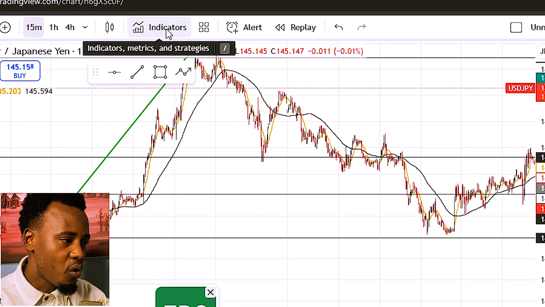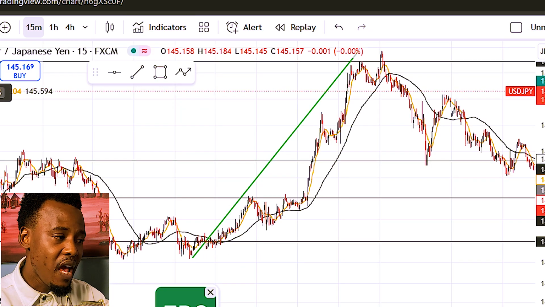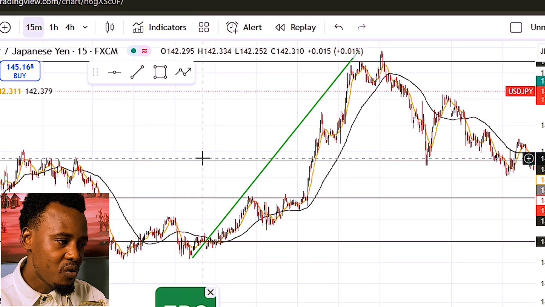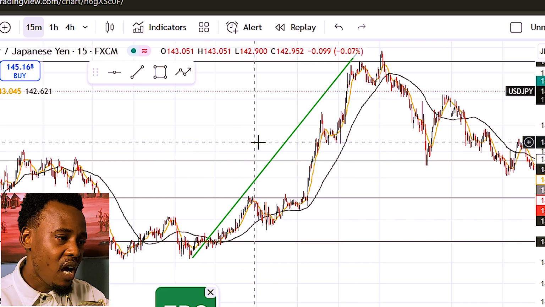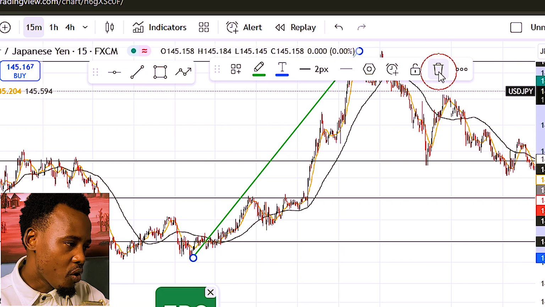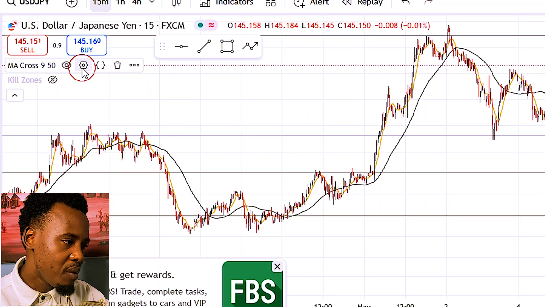First, go to your indicator and search for moving average. I use MA cross, which is a two moving average indicator. I use MA cross, and my settings are quite simple. So come to indicator, search for MA cross. Then let me show you my settings right here. My settings are quite simple. Let me go to my settings.